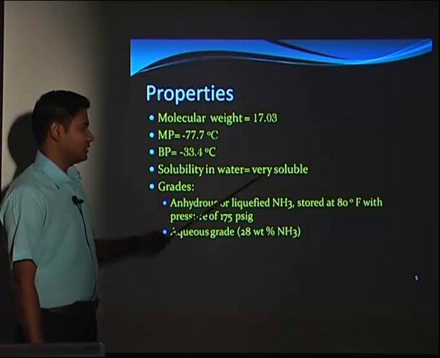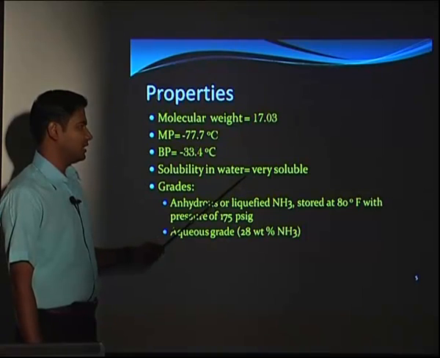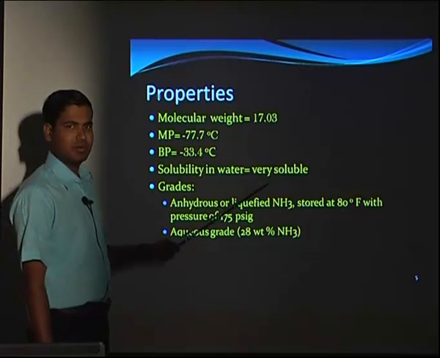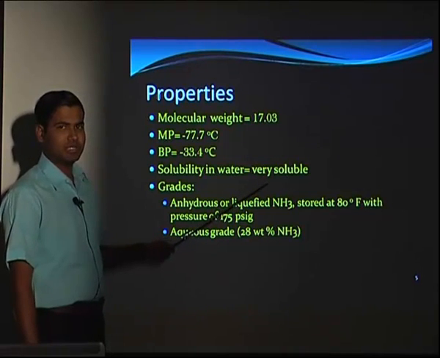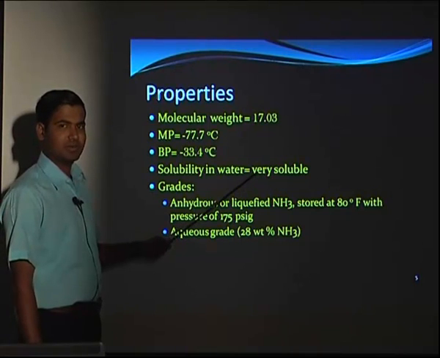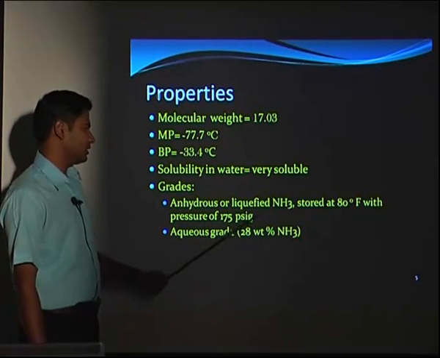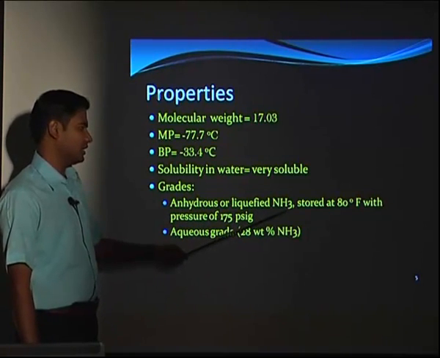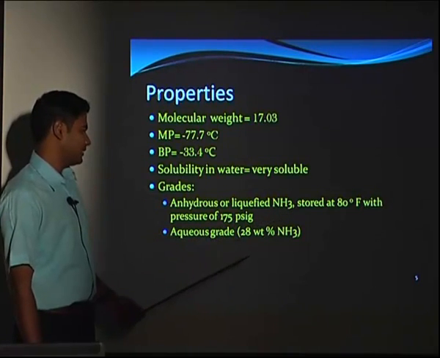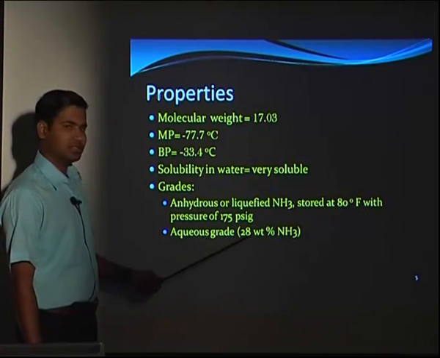So ammonia is mainly present in the gaseous form, and it is very soluble in water. Water and ammonia form NH4OH, that is liquor ammonia. So mainly it is transported in the water-soluble form, and we have seen in the laboratory it is mixed with water to form liquor ammonia. And when we expose it to heat, the ammonia slowly evolves from the liquor ammonia. Then the grades: we have the anhydrous, meaning without water, or liquefied ammonia stored at 80 degrees Fahrenheit with a pressure of 175 psig. Also we can have the aqueous grade of ammonia, which contains 28% ammonia.